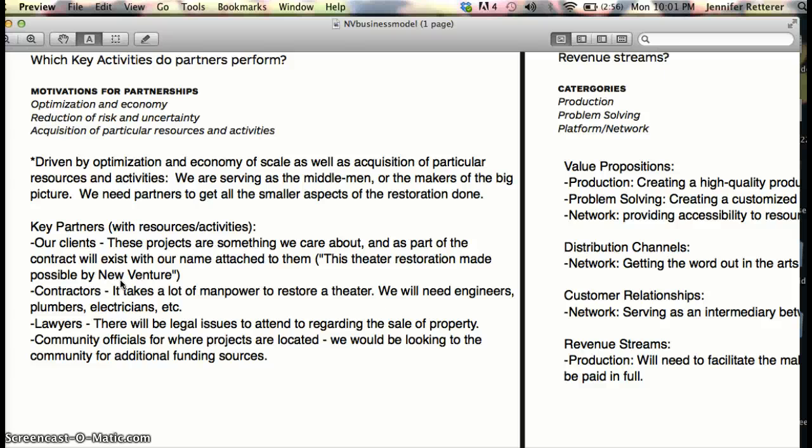Contractors. It takes a lot of manpower to restore a theater, so of course we would need people like engineers, plumbers, electricians, anyone who would be involved in the actual restoration. I also said lawyers because there will be some legal issues to attend to regarding the sale of the property, and other things, anytime you have anything with the building, zoning issues and this and that. Community officials for where projects are located. We would be looking to the community for additional funding sources.